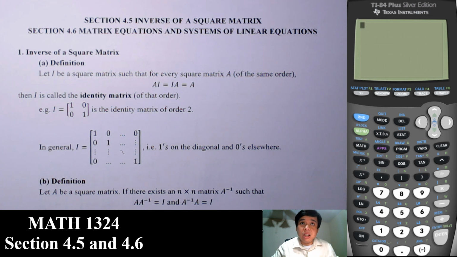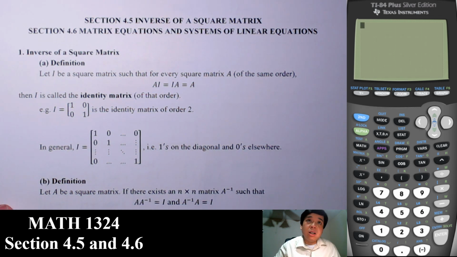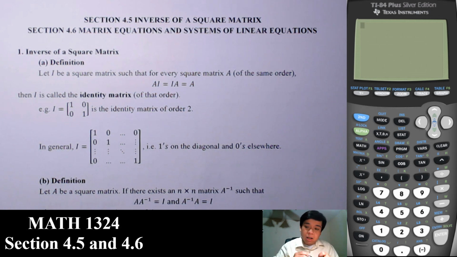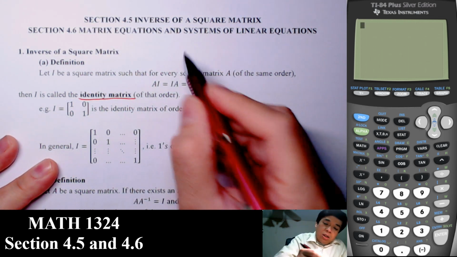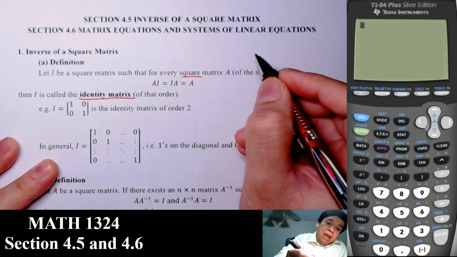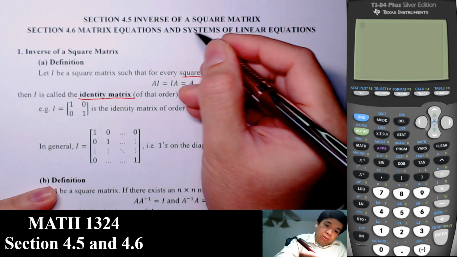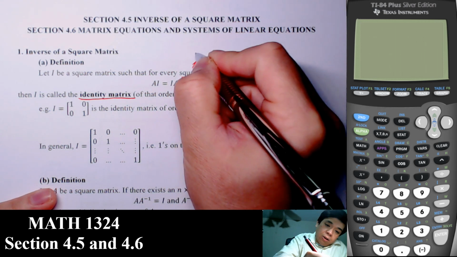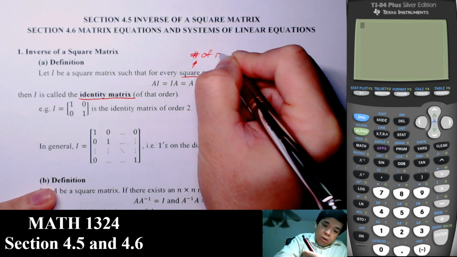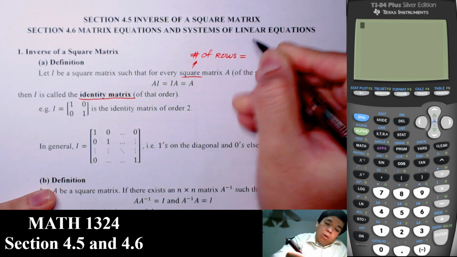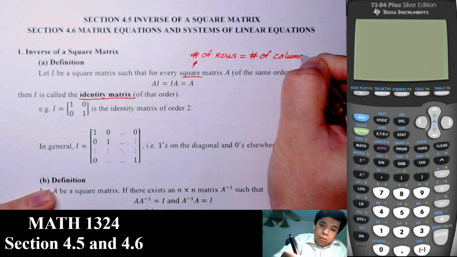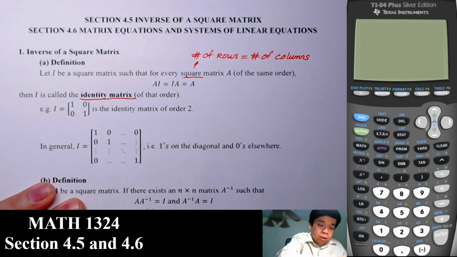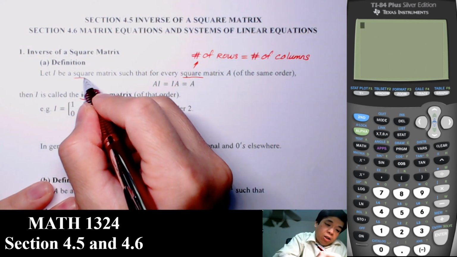So first we studied the inverse of a matrix. Before we define an inverse matrix, we will define an identity matrix. An identity matrix is a square matrix. By square, we mean the same number of rows as columns, so the number of rows is equal to the number of columns.